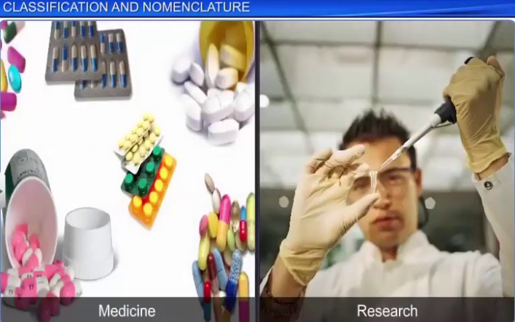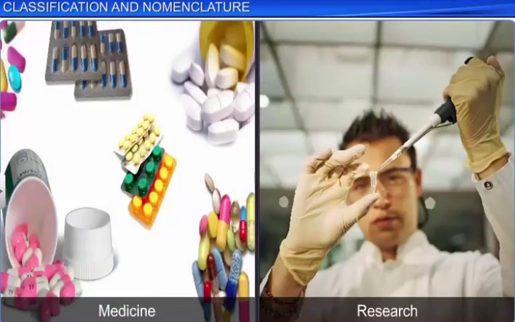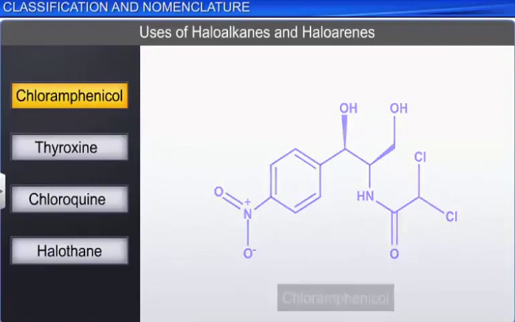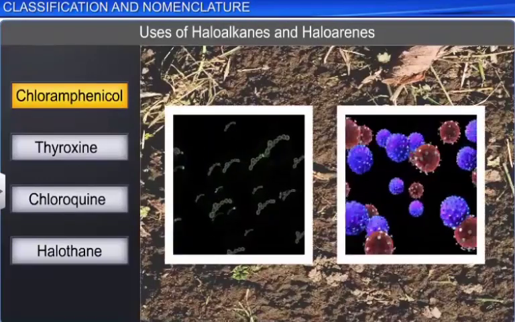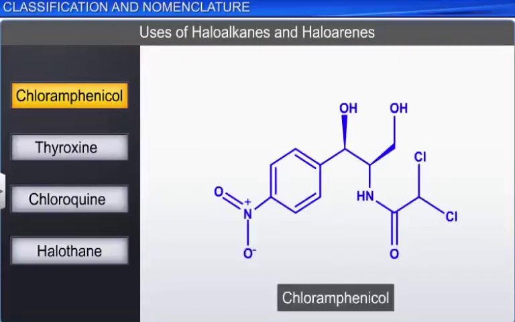Chloramphenicol is a naturally occurring substance produced by soil microorganisms. As you can see in the structural formula, it contains 2 chlorine atoms. Chloramphenicol is used as an effective drug in the treatment for typhoid fever.